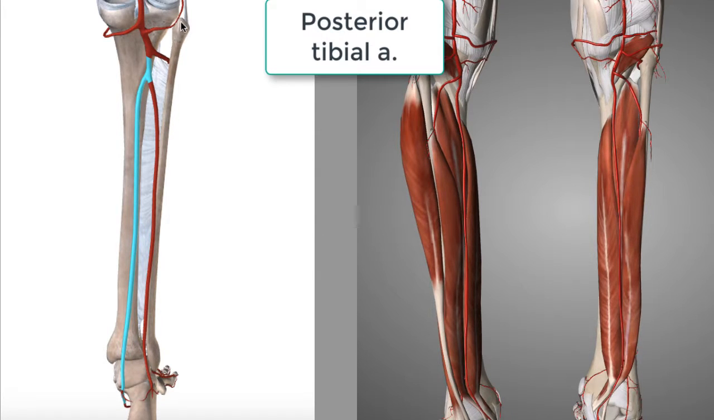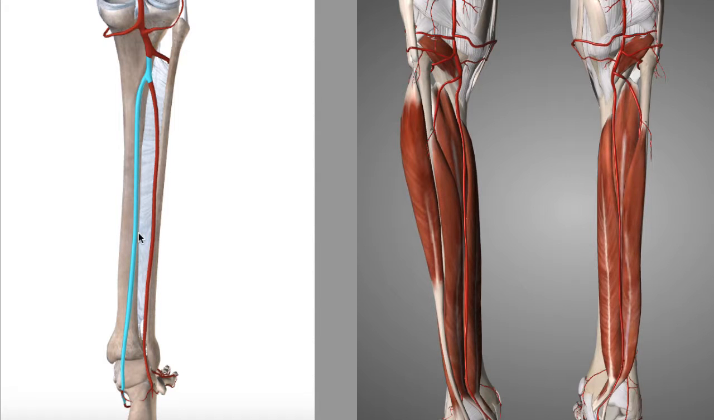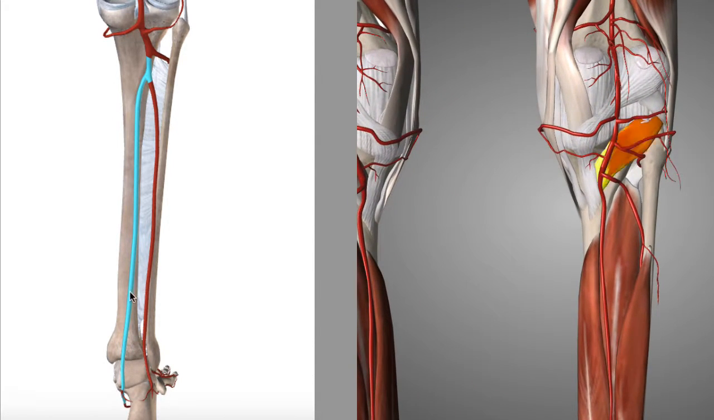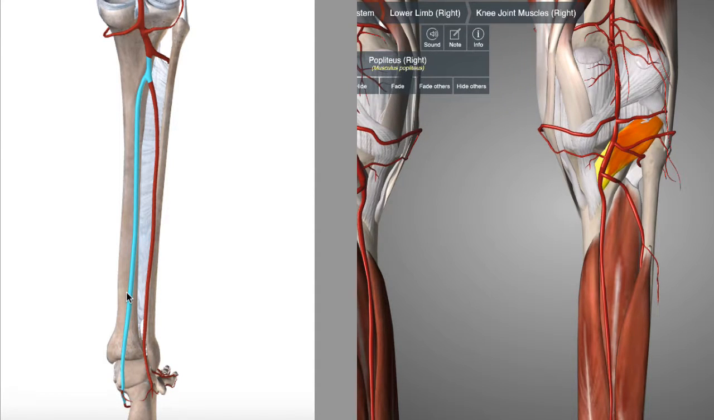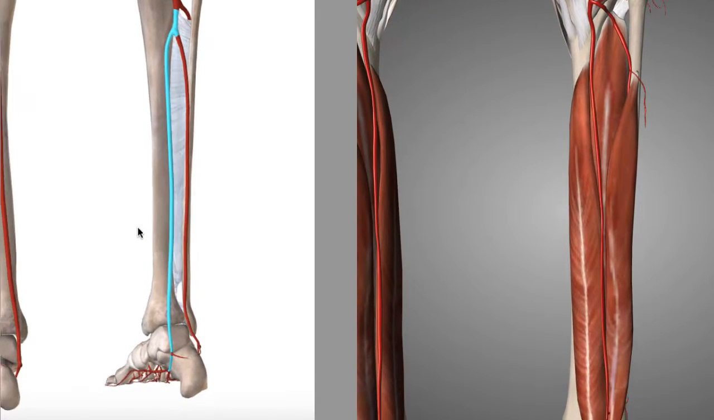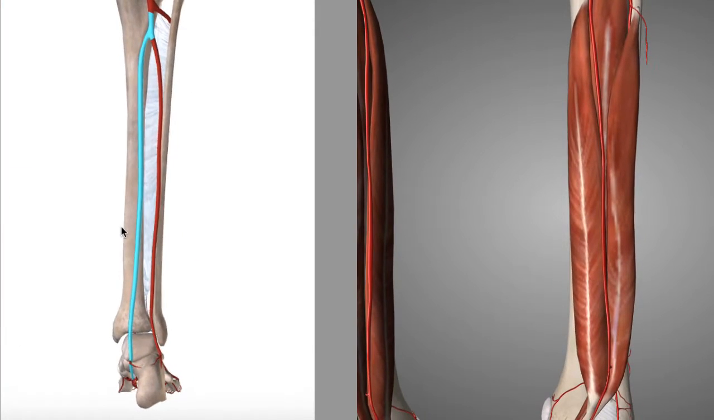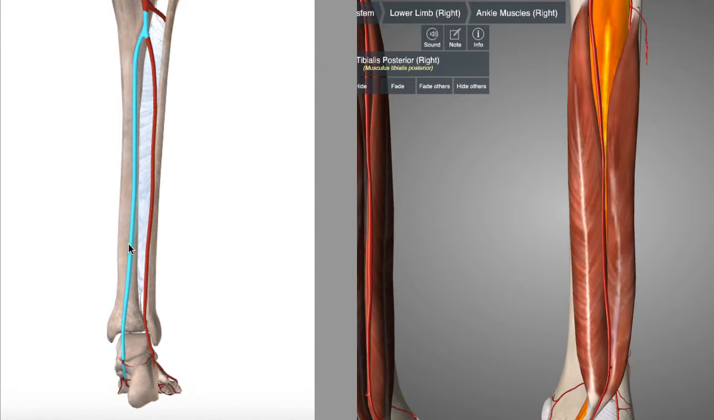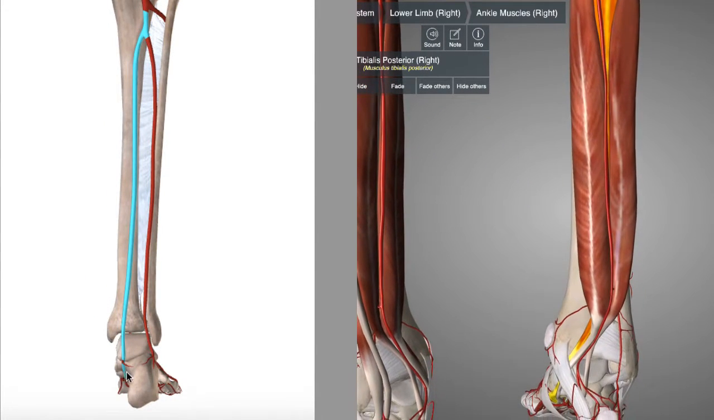The posterior tibial artery is one of the terminal branches of the popliteal artery. It begins at the level of the lower border of the popliteus muscle and passes downward between superficial and deep groups of the calf muscles. It lies under the deep transverse fascia of the leg, on the posterior surface of the tibialis posterior muscle above, and on the posterior surface of the tibia below.